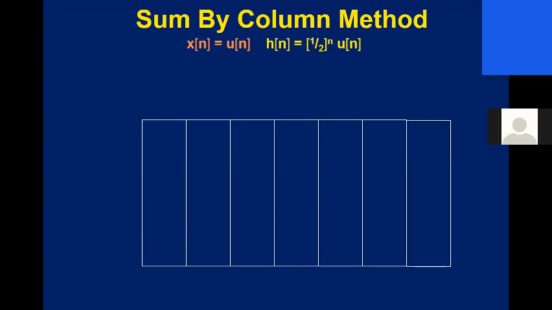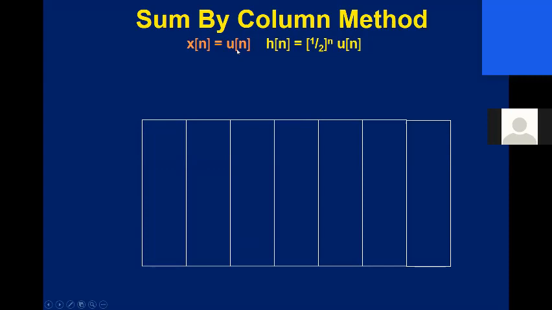Let's take an example. Let's take two functions that aren't quite so well suited to doing by the numerical methods because these are infinitely long sequences. So I have an IIR system with an infinitely long unit sample response, 1/2 to the n. And I want to know what is the step response of that system.